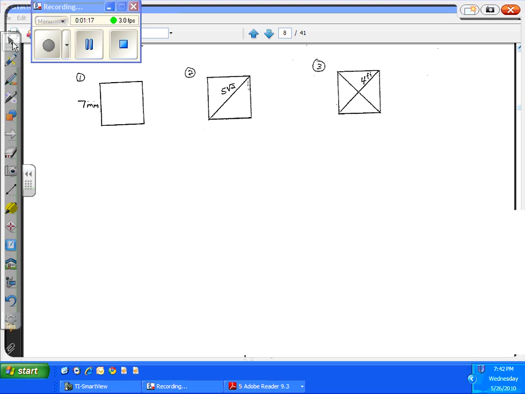So if we wanted to find the area, we would use our formula. Area is side squared. What I would have done in algebra is have you write that on a word sentence line and then plug into that formula. So we would have plugged in and got area equals side, which is 7 millimeters quantity squared.